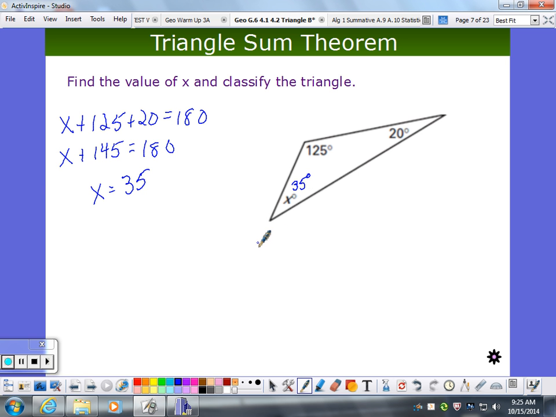So let's see if there's any way we can classify this triangle. How about by angles? Is this acute, right, obtuse, something different? What do you think it is, Joseph? It's what? Obtuse. How do you know it's obtuse? It has an obtuse angle, so it's an obtuse one. Do we know about scalene, isosceles, or equilateral, or can we tell anything, Jack?